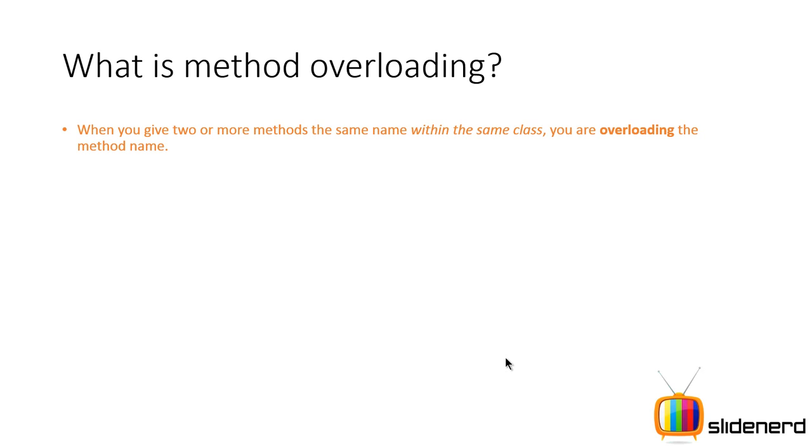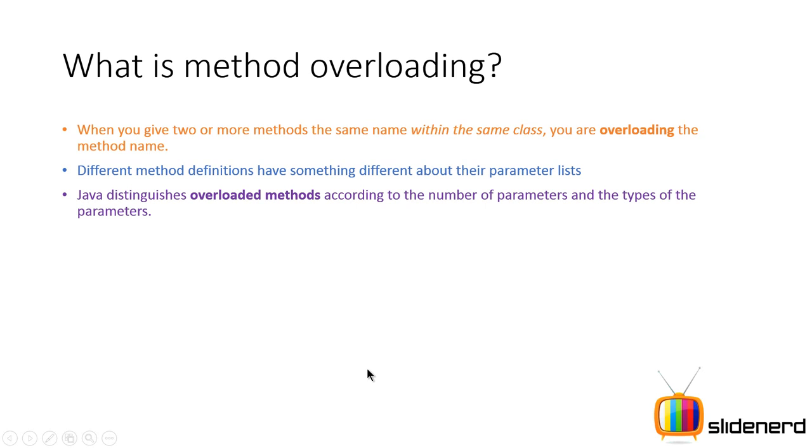When you give two or more methods the same name within the same class, you're simply overloading the methods. Remember, different methods have differences in their parameter lists. For example, like I said, you can have different data types, or you can have a different number of parameters. So Java distinguishes.